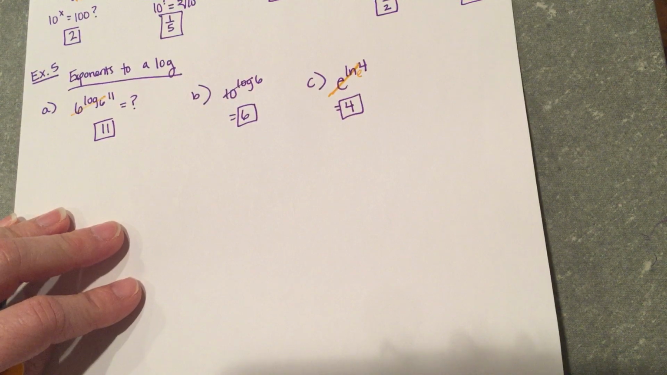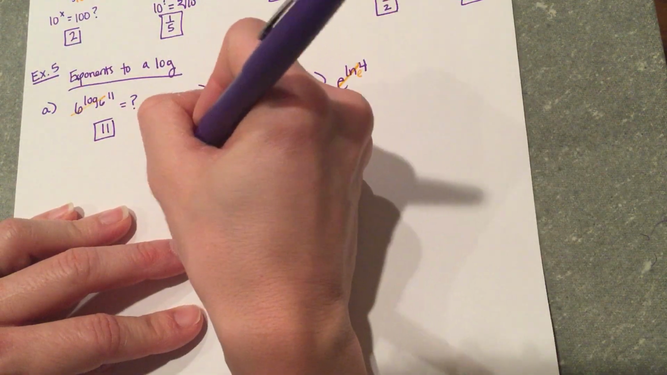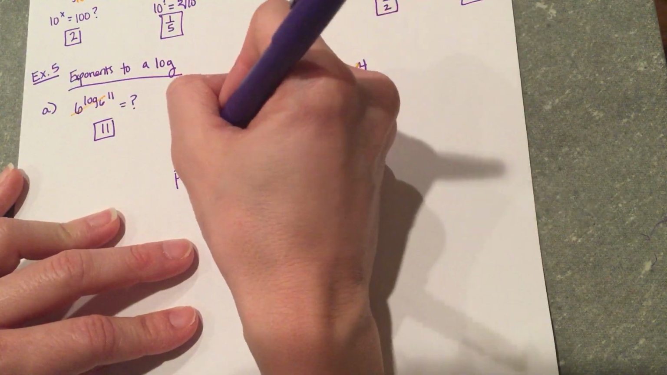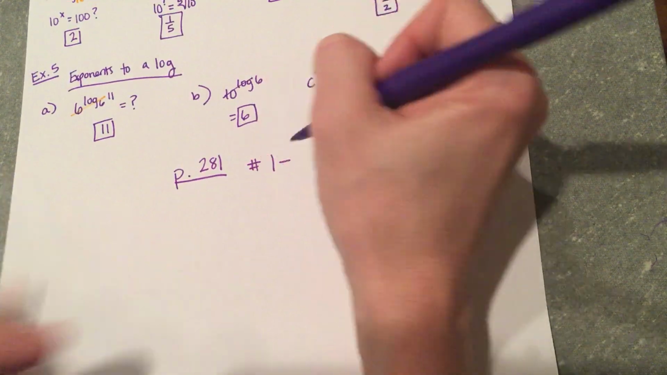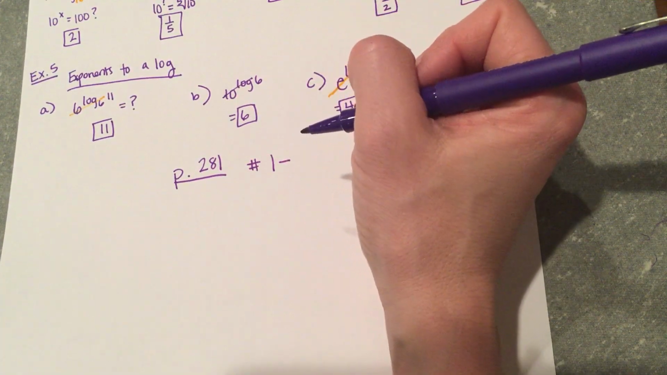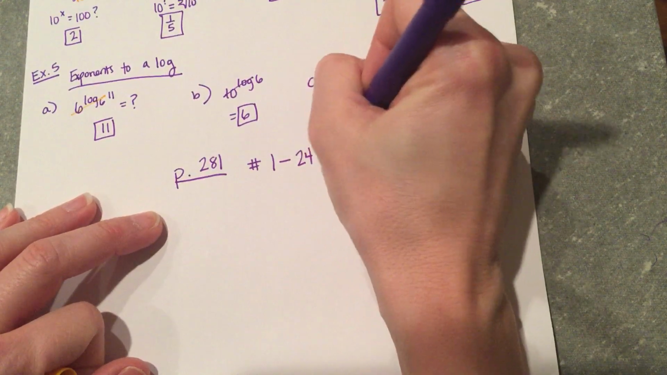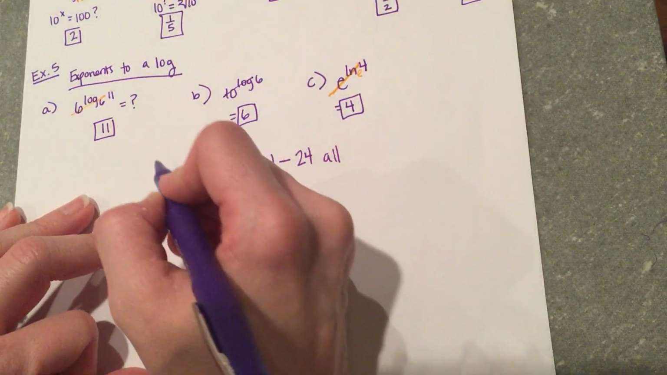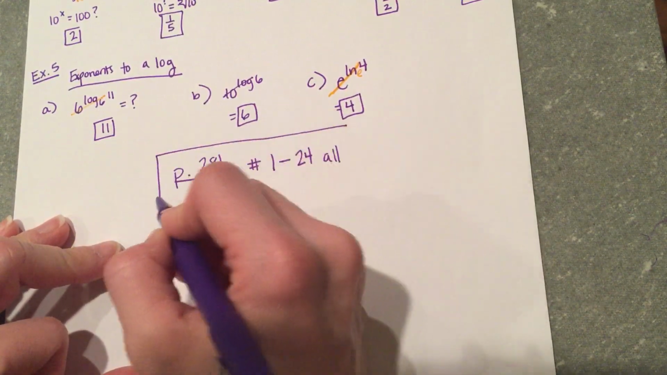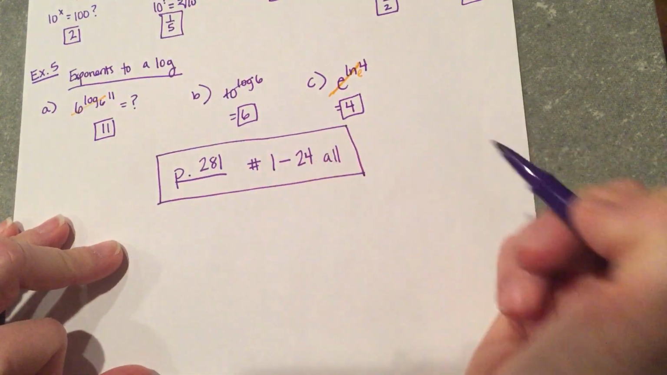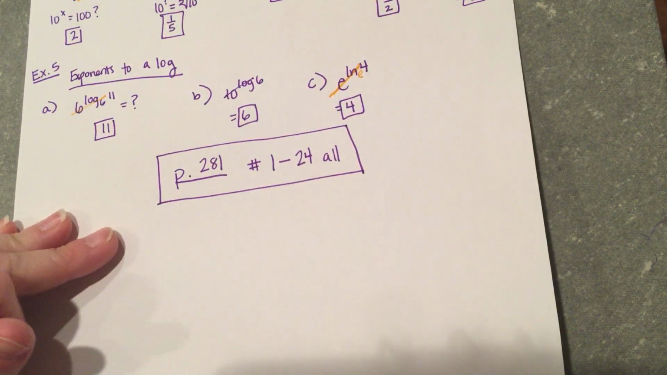All right, I think that about does it for the first set of notes for today. This first assignment is going to be on page 281, and you're going to work on numbers 1 through 24 all. I know this sounds like a lot, but they go by pretty quickly. You can see these last 3 problems would go real quick. So just practice evaluating logs. Remember, your answer is always an exponent.